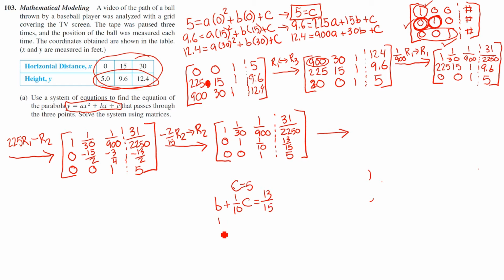And then you would go b plus 1 over 10 times 5 equals 13 over 15, and b plus 1 over 2 equals 13 over 15, then subtract 1 over 2, and you should get, going to double check, you should get 11 over 30.